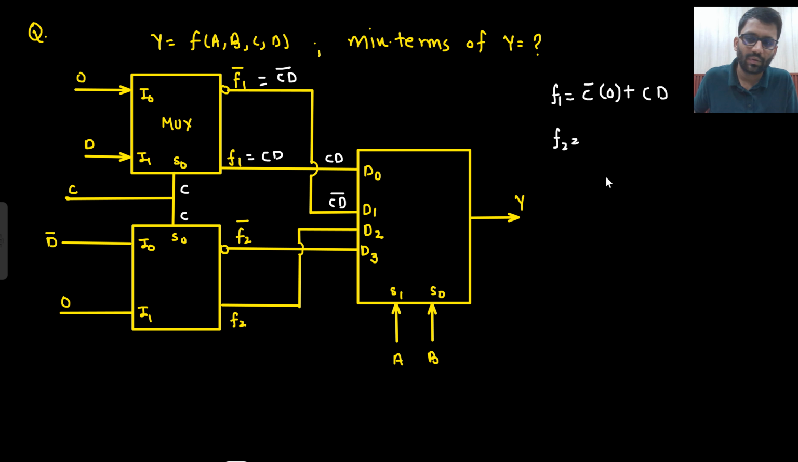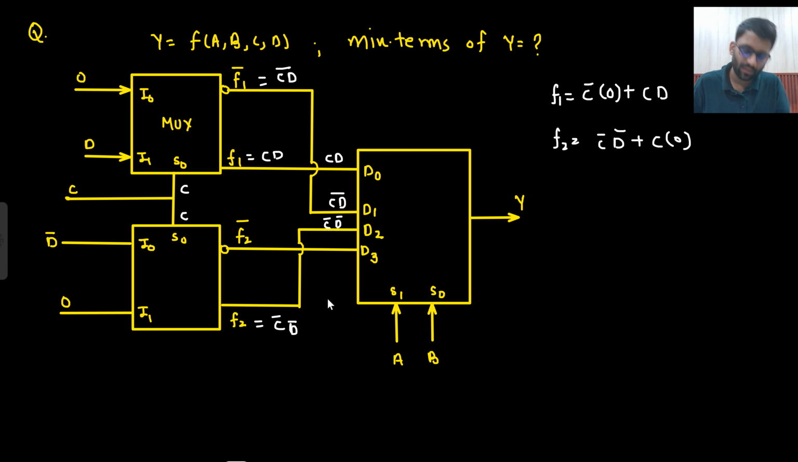What about F2? If C is not there, you will get D bar, and if C is there, you will get 0. So what is your F2? If C is not there, in the examination you will write it very quickly. You will not do this thing. If C is not there, you will get D bar. So this is going here. So this is your C bar, D bar.